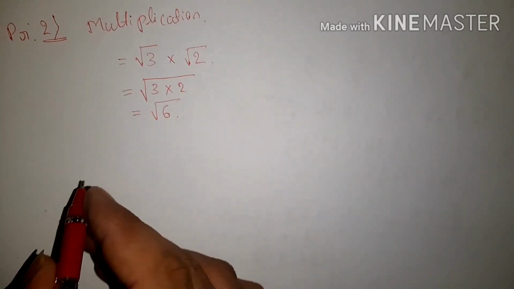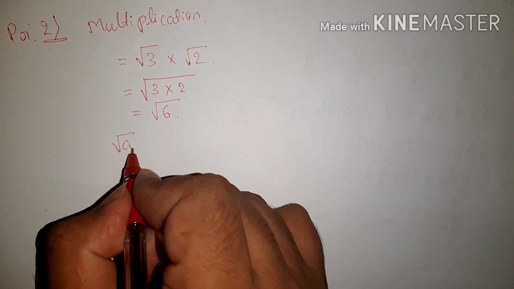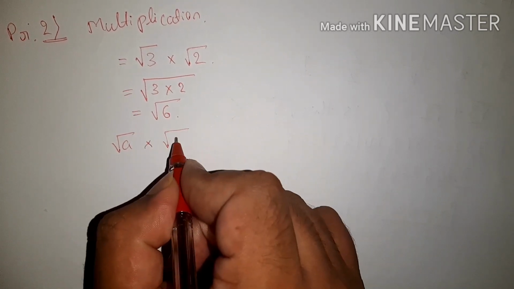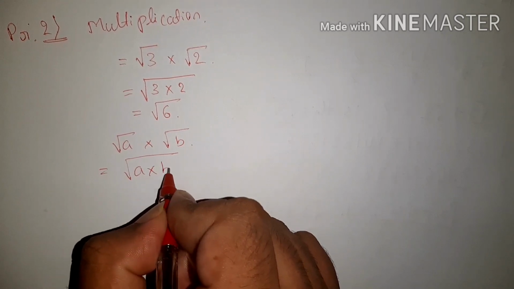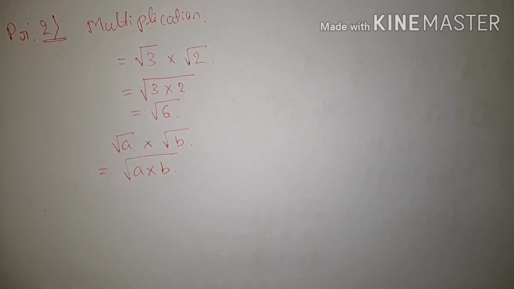In simple words, I can say, square root of A is there and I have square root of B. It's very simple: square root of A cross B. This is the second property.